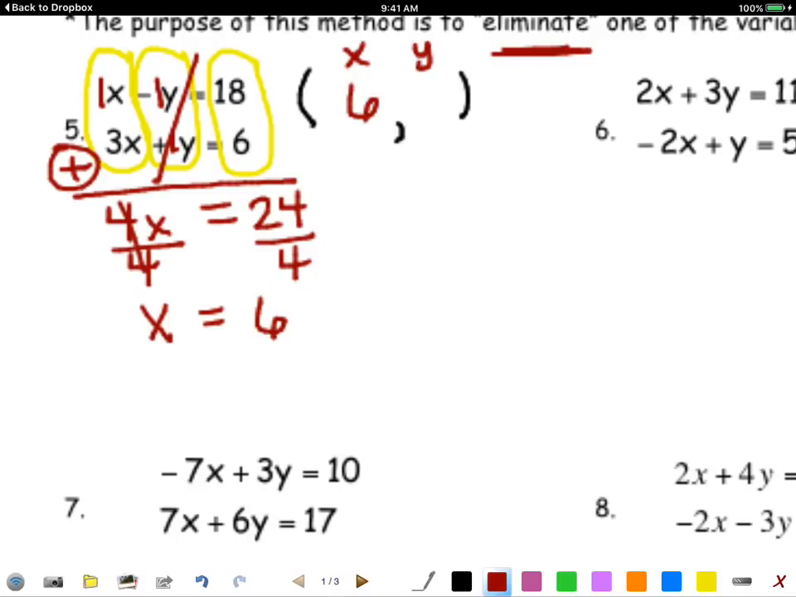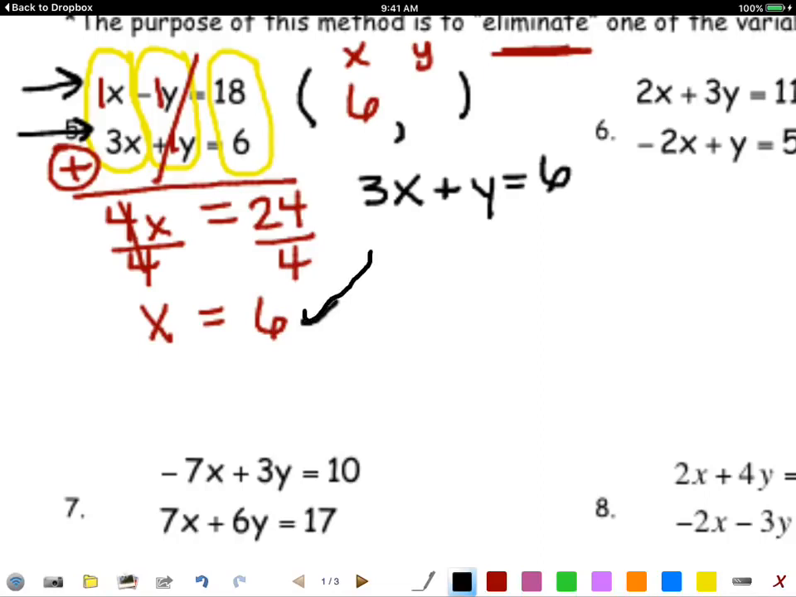Now in order to figure that y out, the next step you're going to do is choose one of the original two equations, and it doesn't matter which one you pick. I'm going to pick the bottom one. So I have 3x plus y equals 6. And I write it exactly like I see it. But I do know at this point that x is 6 because I just figured that out. So I'm going to take this 6 and plug it in for x right here. So I still have my 3 out front, but then in parentheses I'm going to put 6. And then plus y equals 6.